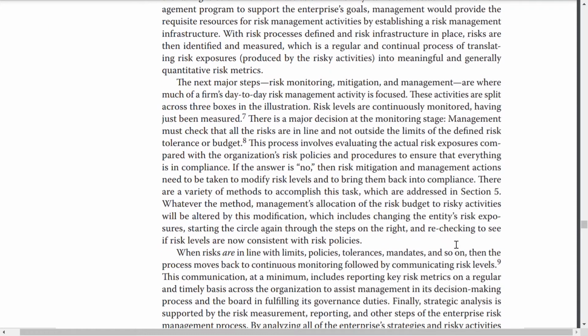The next major step, risk monitoring, mitigation, and management, is where much of the firm's day-to-day risk management activity is focused. These activities are split across 3 boxes on the illustration. Risk levels are continually monitored, having just been measured. There is a major decision at the monitoring stage. Management must check that all the risks are in line with and not outside of the limits of the defined risk tolerance or budget. The process involves evaluating the actual risk exposure compared with the organization's risk policies and procedures to ensure that everything is in compliance. If the answer is no, risk mitigation and management actions need to be taken to modify risk levels and bring them back into compliance. There are a variety of methods to accomplish these tasks.